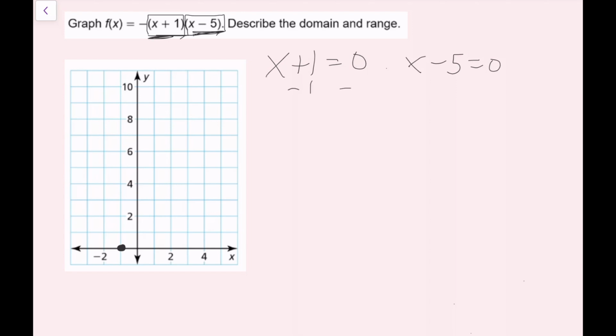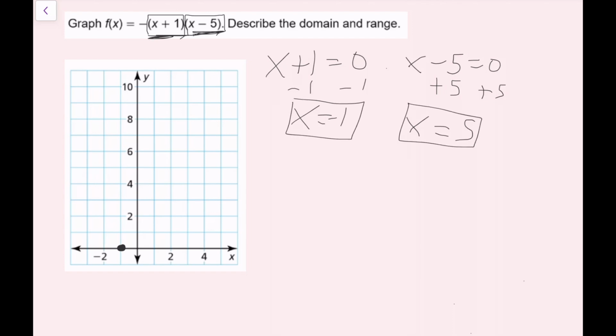If I subtract 1 on both sides here, I get x equals negative 1. Well, I could have just figured that out by looking at it. What number plus 1 makes this whole thing equal 0? Well, that's negative 1. And then here it's going to be positive 5. You can do the equations out if you want to, but if you would like to save time, this might be helpful. So anyway, I find that my two intercepts are x equals negative 1 and x equals 5. And these correspond to the points (negative 1, 0) and (5, 0).